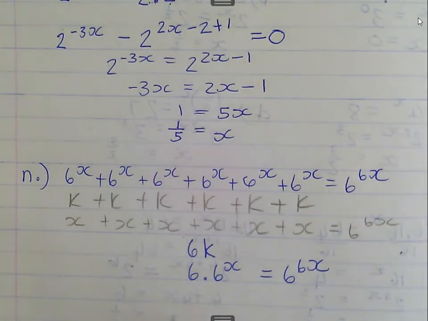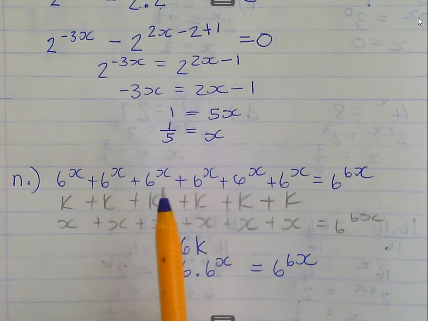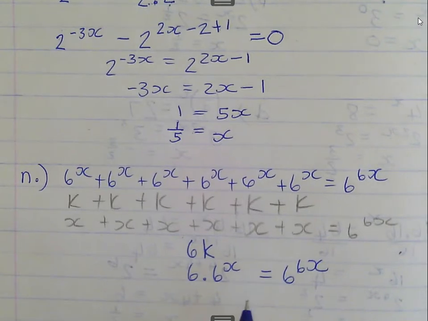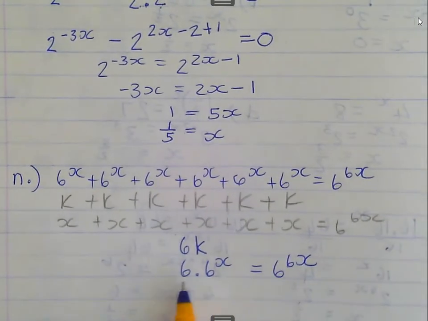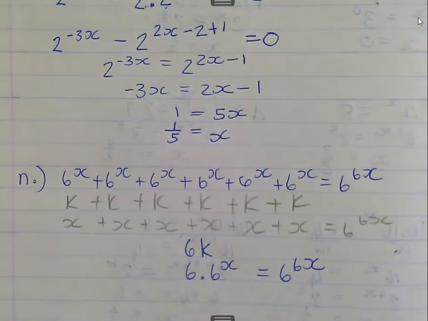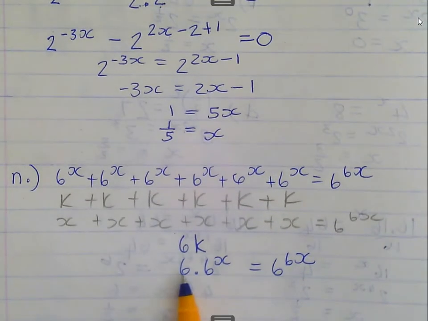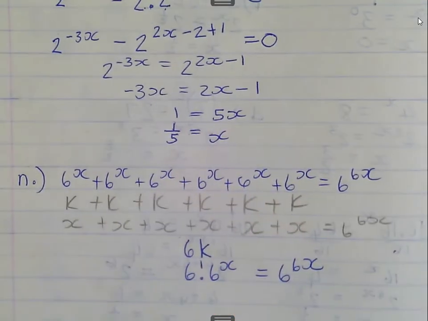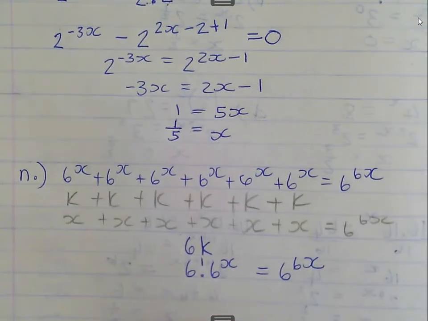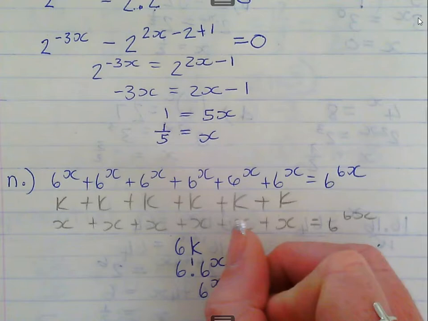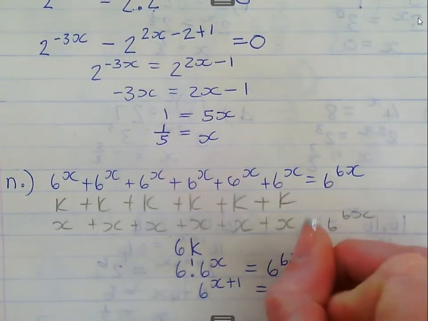Now I have kind of the same situation as I had at m. Because I can't get rid of the 6. I can't divide with the 6 because this is an exponential number. This is a normal number. This is exponential. Normal numbers can only divide with normal numbers. Exponential can't divide with normal. But do you see I can make this one exponential? I can just give it a 1. And I'm multiplying. What do I do with exponents when I multiply? So I've got 6 to the power of x plus 1 equal to 6 to the power of 6x.